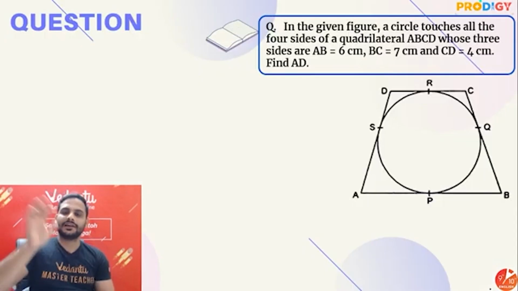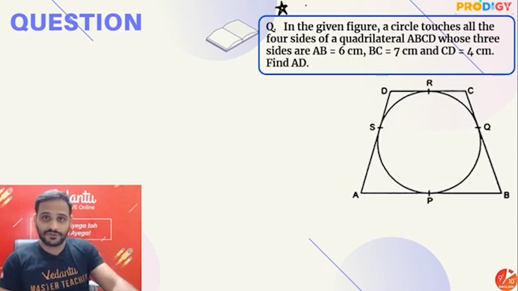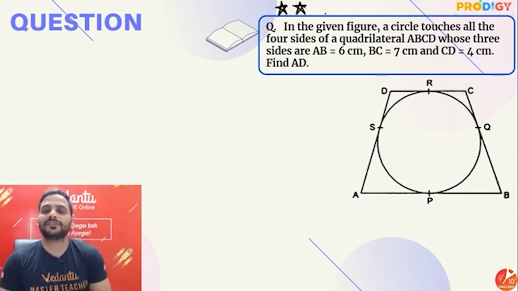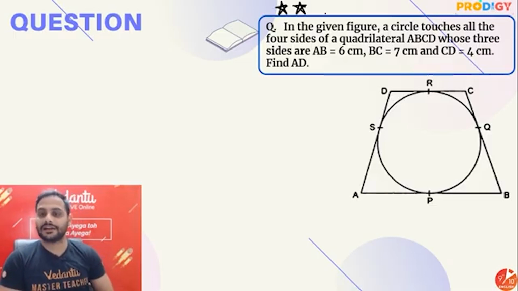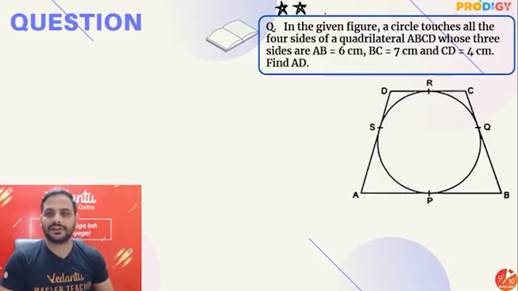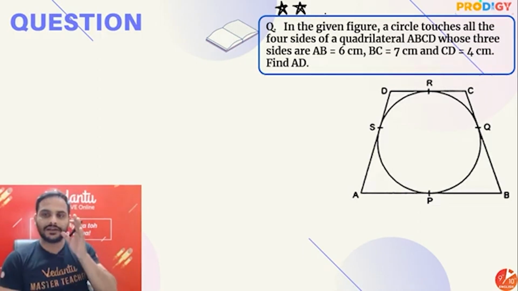All right. Now this question. One more thing, beta. This is again one of the most important questions. What it says: in the given figure, a circle touches all the four sides of a quadrilateral ABCD, whose three sides AB, BC, and CD are given as 6, 7, and 4 centimeters. Find AD. Now in these kinds of questions, guys, one thing I would like all of you to understand: when a circle is inside a quadrilateral and it is touching all the four sides of the quadrilateral.